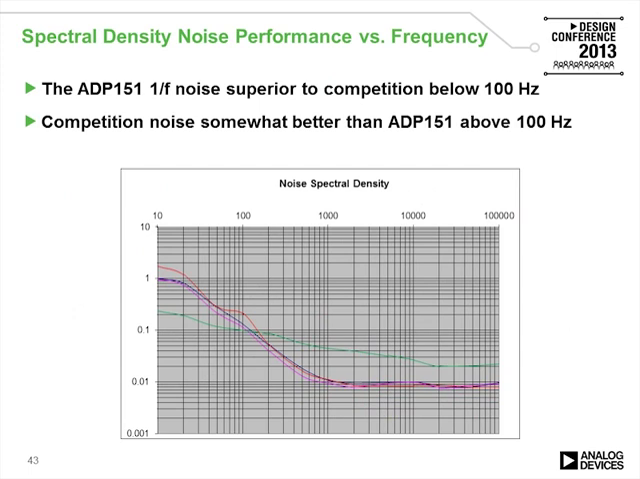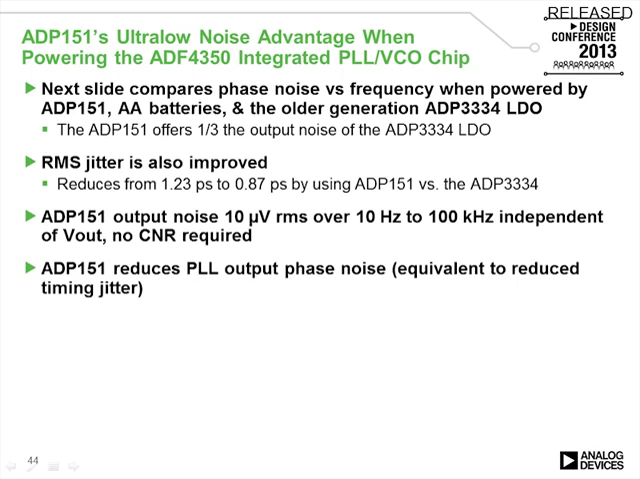So when we look at the ADP151, the 1 over f noise is superior to its competition below 100 kilohertz. Here the ADP151 is shown in green. We wanted to get an idea of how good the ADP151 is compared to the best thing that we could think of from an LDO perspective, which was actually just AA batteries. We compared the ADP3334 against the ADP151 and 2 AA batteries.